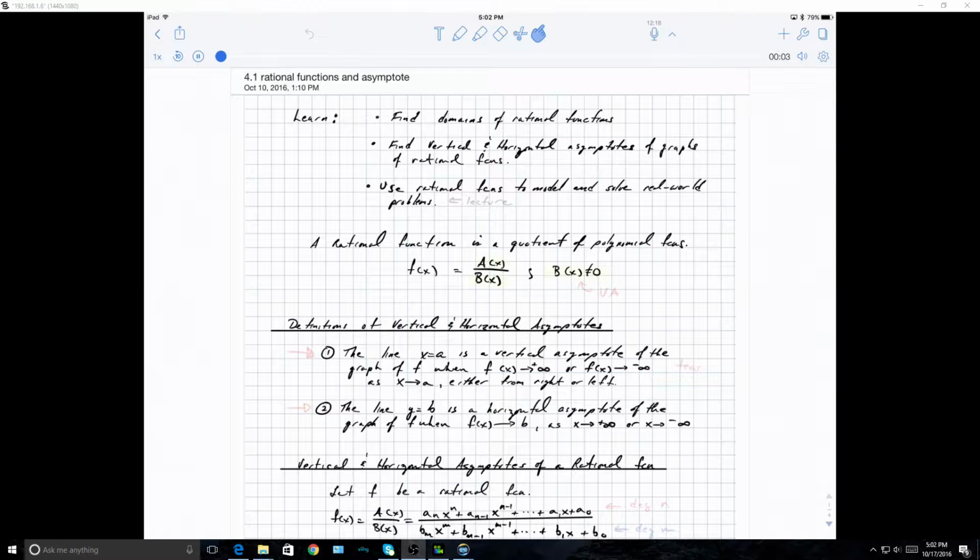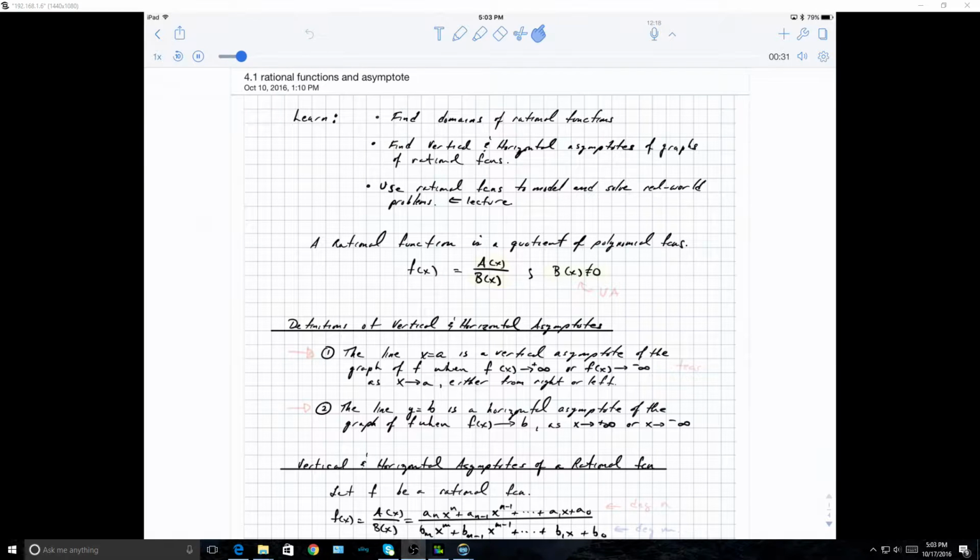Section 4.1, Rational Functions and Asymptotes. So we're going to find domains of rational functions. We're going to find vertical and horizontal asymptotes of graphs of rational functions, and we're going to use rational functions to model and solve real-world problems. Now, this we'll mostly do in lecture, okay? But to get the basics here, we'll go through the math language.